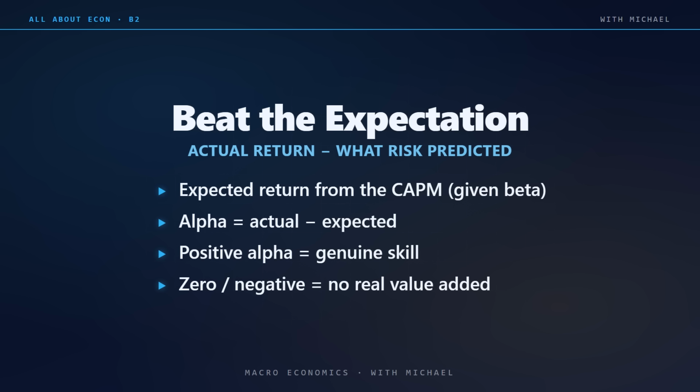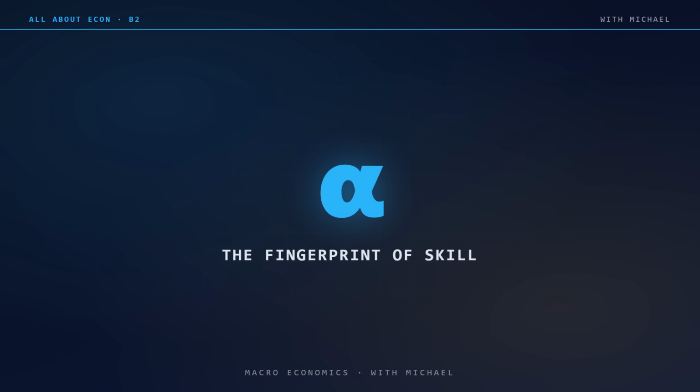Think of alpha as a manager's report card after grading on a curve for risk. Two managers can post the very same raw return, but the one who did it while taking far less market risk earns the higher alpha and is the one actually worth paying a fee for.